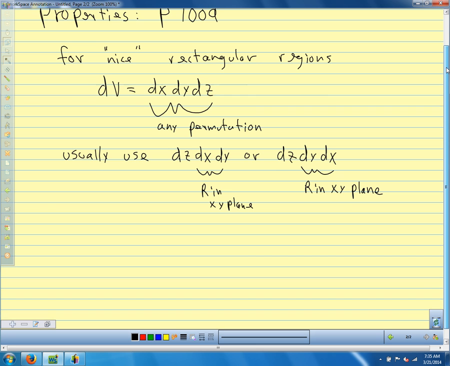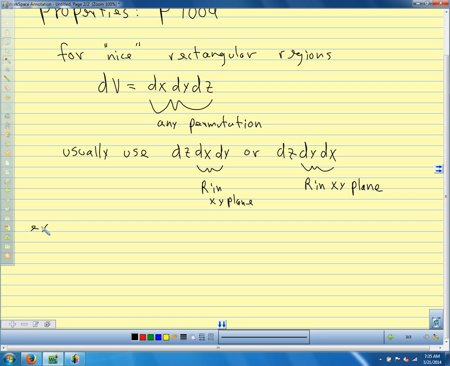So for example, I'm just going to write how we're going to set one of these up. A is less than or equal to x, less than or equal to b. And we have h1 of x less than or equal to y, which is less than or equal to h2 of x. So y varies between h1 and h2. And g1 of x, y less than or equal to z less than or equal to g2 of x, y. So z is varying from g1 to g2.